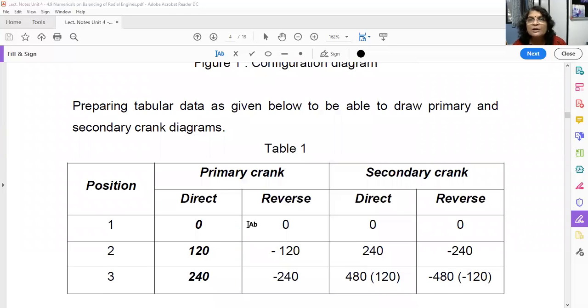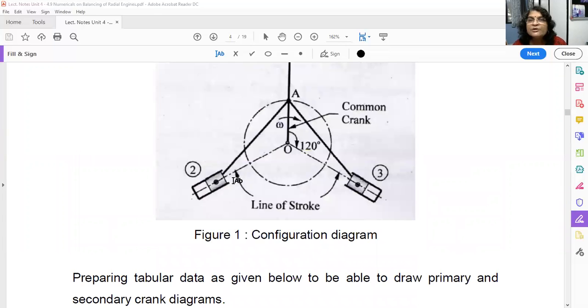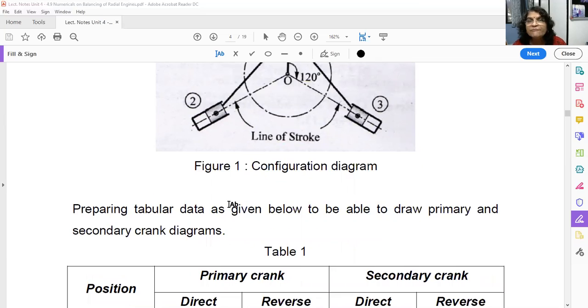Now consider cylinder number 2. This is your line of stroke. So here your unbalanced primary force is lying. So you have to rotate this m/2 and keep it at A in the direction of rotation of the crank. Your crank is rotating, see, omega is clockwise. So you have to rotate this m/2 mass to put it here at A. So how many degrees do you have to rotate? See here, this is 120. So that's why we have written 120 here.